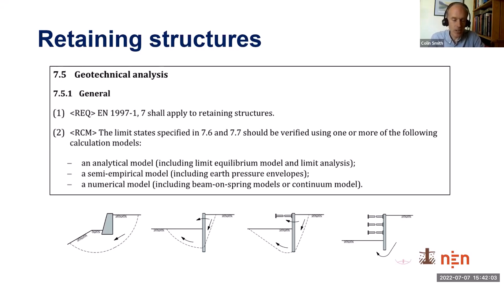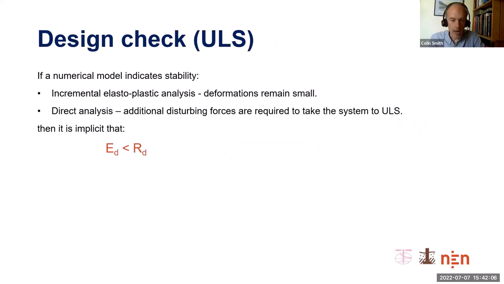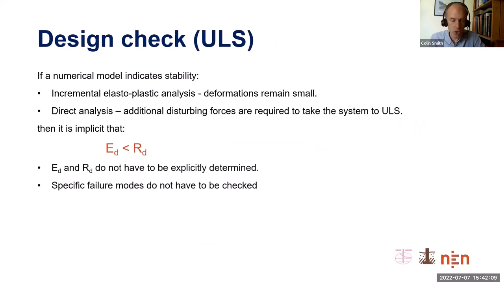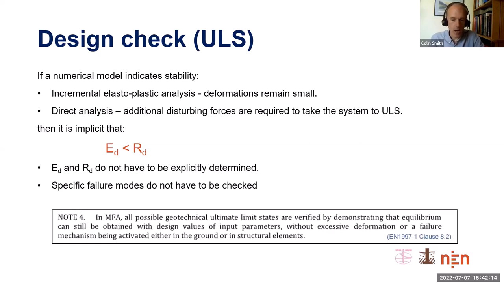It's not necessary to look at each one, as long as you are happy that the method will implicitly check all those failure modes using the same partial factor set. You don't have to check them individually. And there's a note in the code that essentially says in MFA, all possible geotechnical ultimate limit states are verified by demonstrating that equilibrium can still be obtained with design values of input parameters without excessive deformation or a failure mechanism being activated. So that really clarifies that issue in terms of specific failure modes.